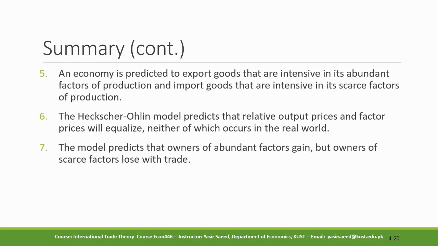The model also predicts the owners of abundant factors gain, but the owners of scarce factors lose with trade. We discussed that abundant factors earn more because they produce the goods which require that factor abundantly, and because of that they earn much. For example, if we have the abundant factor labor, cloth is produced more, and since cloth is produced, the price of cloth will be higher, and the income of laborers will be higher.